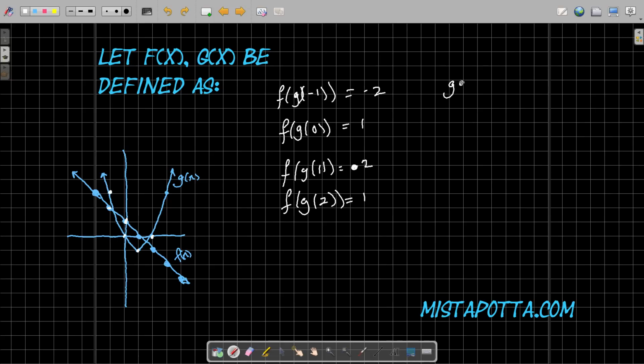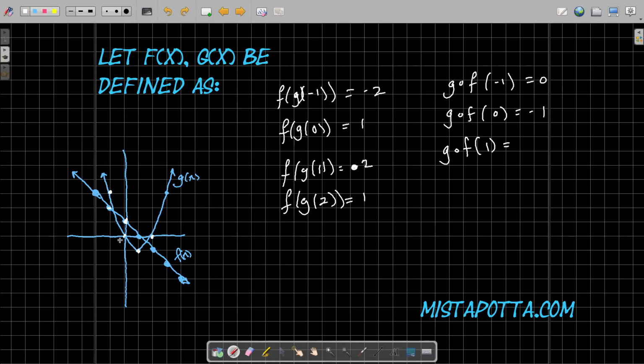Similarly, if I wanted to do g of f at -1, I'm going to substitute -1 into my line first, which is 2. And then I'm going to substitute 2 into my parabola, which gives me 0. G of f of 0? Well, substituting a 0 into my line gives me 1. Substituting 1 into my parabola gives me -1.